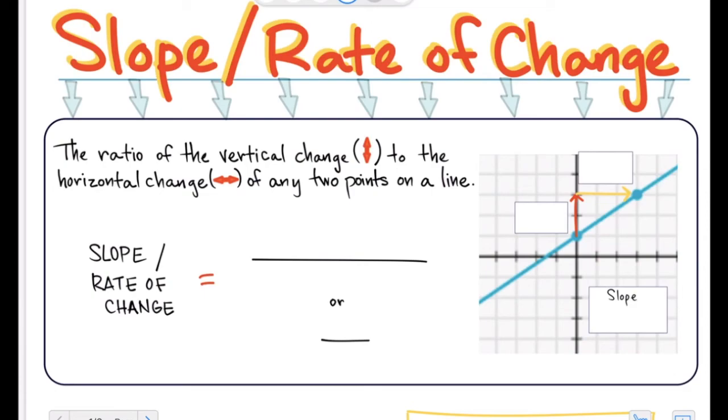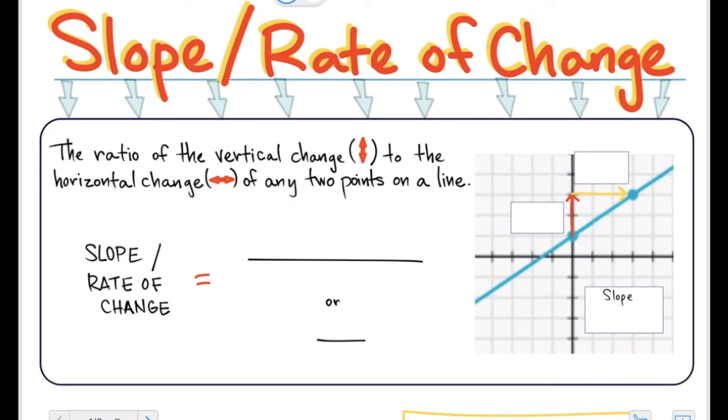Okay, so in this video, we're going to talk about slope, which is the same thing as rate of change when we talk about linear functions. So first, a definition. A slope is a ratio. Remember, a ratio is where it looks like a fraction. It's the relationship between two quantities. So it's a ratio of the vertical change, remember, that's the up and down, to the horizontal change, so the left and right, of any 2 points that lie on a line. So let's get some of that written down.